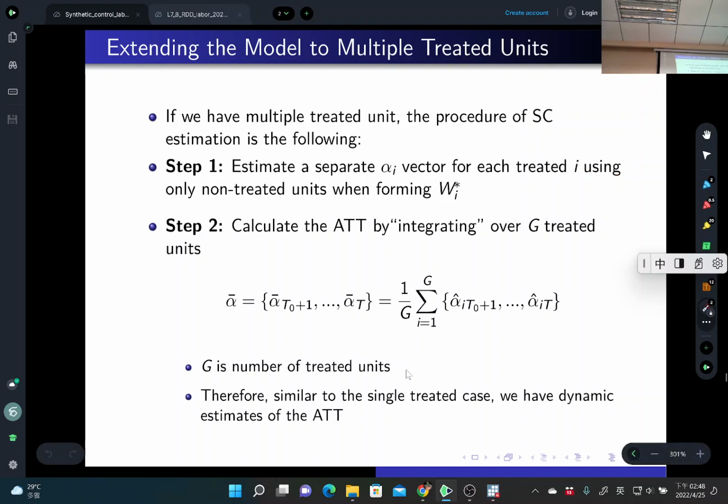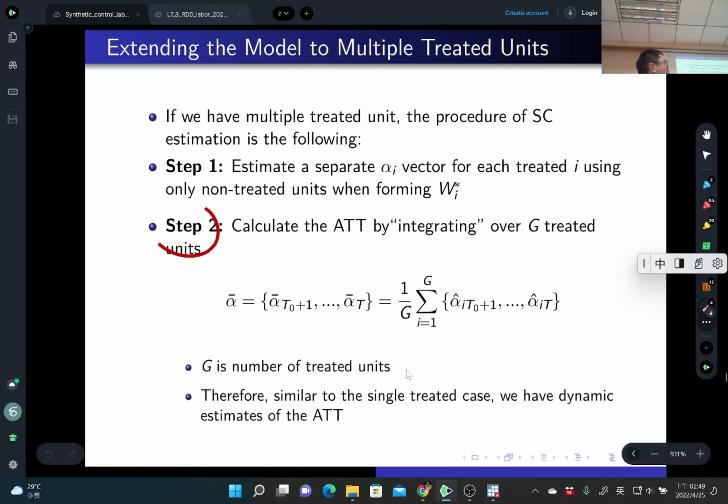So that means you run the synthetic control estimation for each treated unit. For example, now not just treated unit one gets a treatment, unit two also gets a treatment. So you just run the synthetic control for unit one and you get the causal effect for unit one. And then you run the synthetic control for unit two, you get another causal effect for unit two.